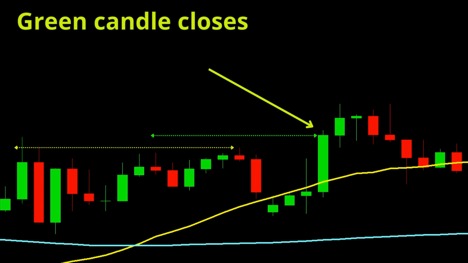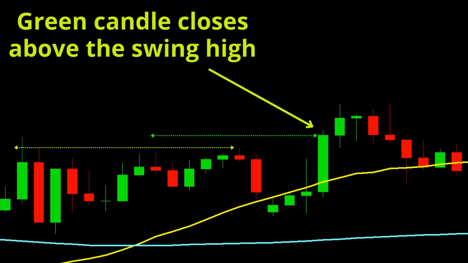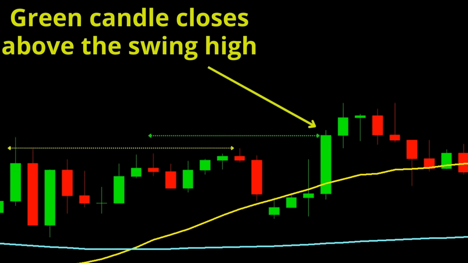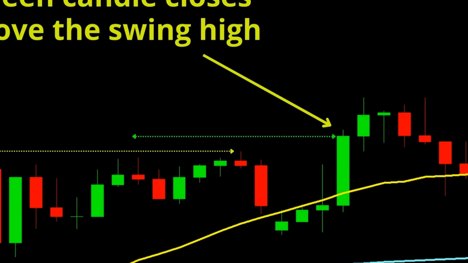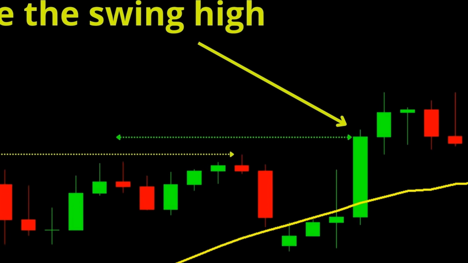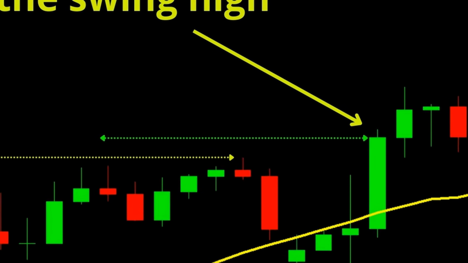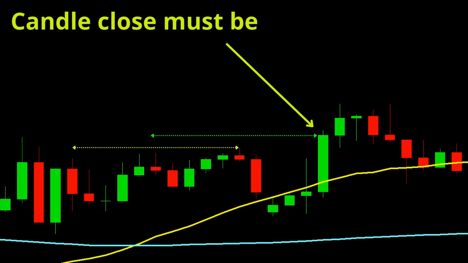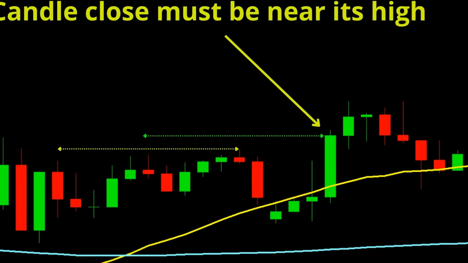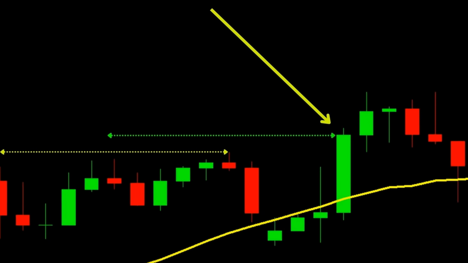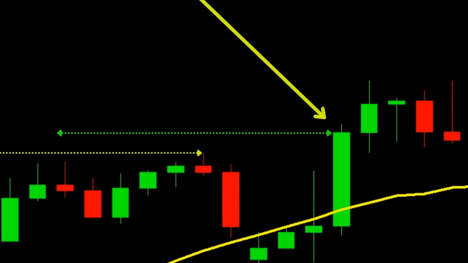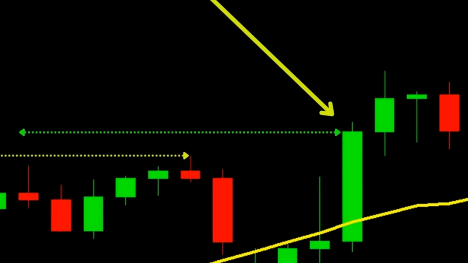Now we wait for confirmation. We want to see a green candle that not only breaks that swing level, but closes clearly above it, proving the buyers are taking charge. To filter out weak signals, pay attention to the candle's body. The close must be near its high, as this shows strong buying pressure and very little resistance from the sellers.